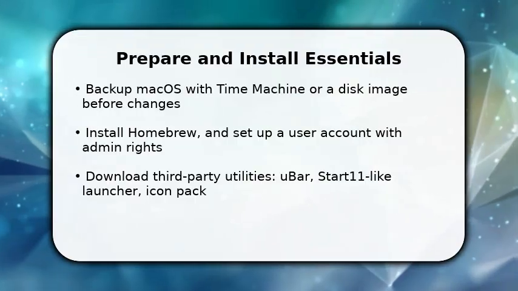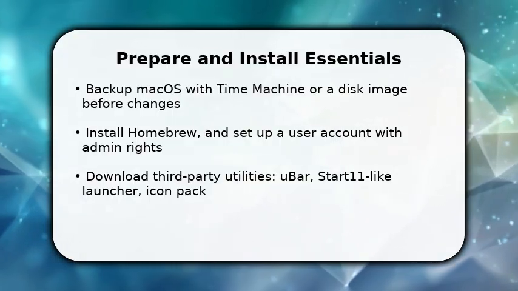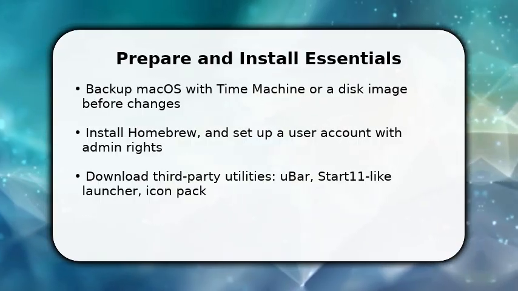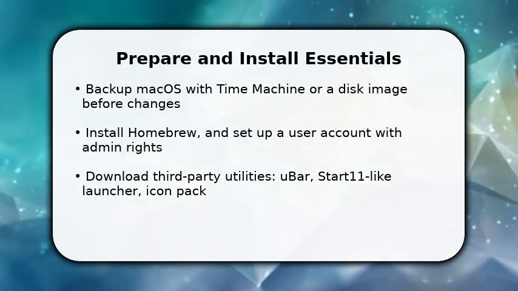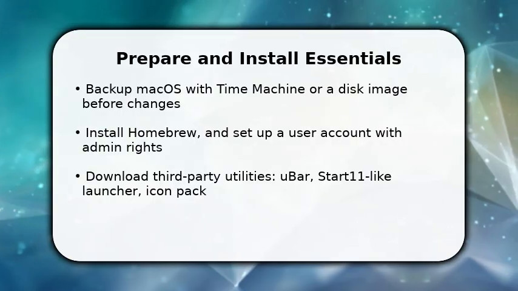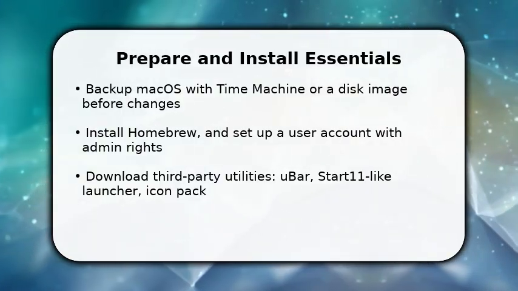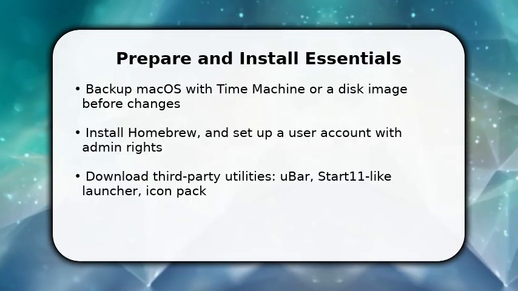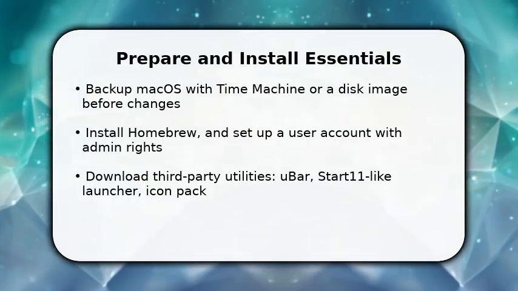You start by preparing the system, make a Time Machine backup, and ensure you have an admin account. Once done, install Homebrew to simplify package installs and three essentials: a Windows-style dock or taskbar app, a Start-style launcher, and an icon/theme pack. You do this now to avoid permission problems later. Make sure to allow apps in System Preferences security if prompted, and keep the downloads in one folder so you can apply them in sequence.